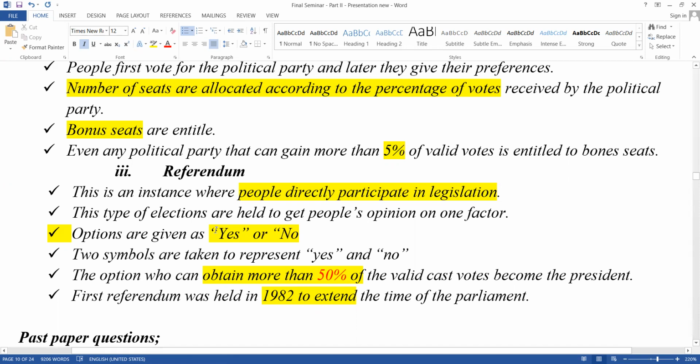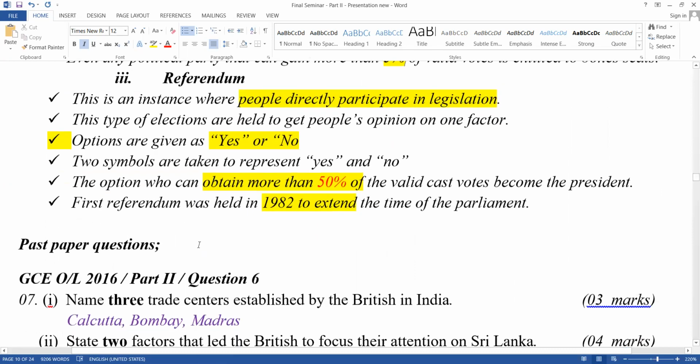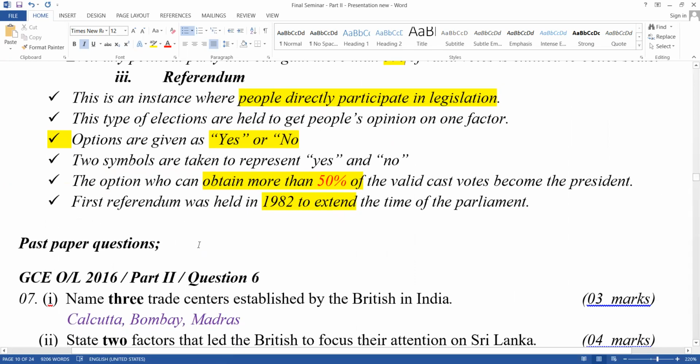Okay, we'll start doing past paper questions. If anyone wants, they can send me answers to check. Okay, 2016. Name 3 trade centers established by the British in India: Calcutta, Bombay, and Madras. Writing answers for past papers is very important because those questions are repeated again and again.